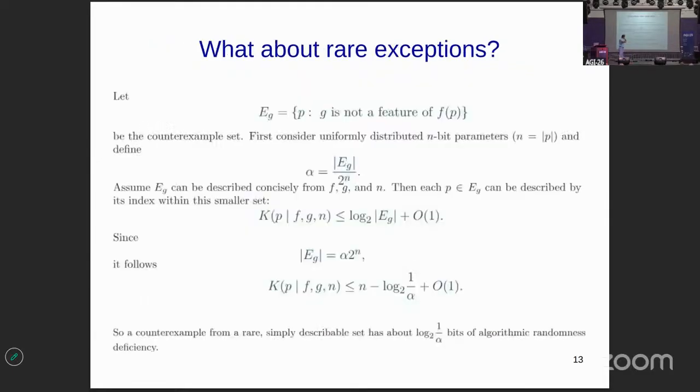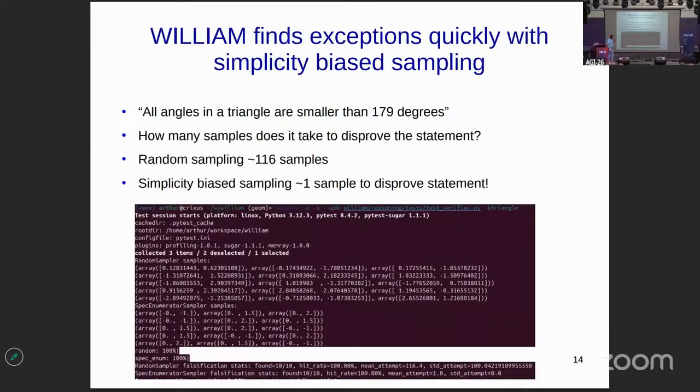And there's also a theorem to it. I'm running out of time, I'm afraid I'm not going to go into it. But here is an example with System William again. Let's test the statement that all angles in a triangle are smaller than 179 degrees. If you sample triangles randomly, most of the time you won't discover an exception to that rule. So random sampling requires 116 samples to discover a contradiction.